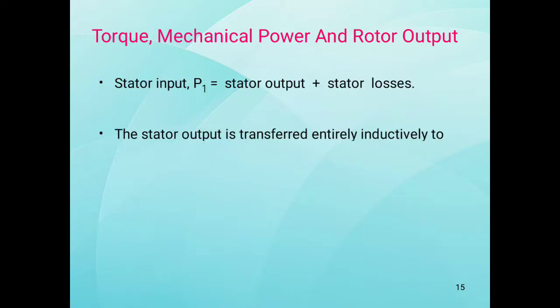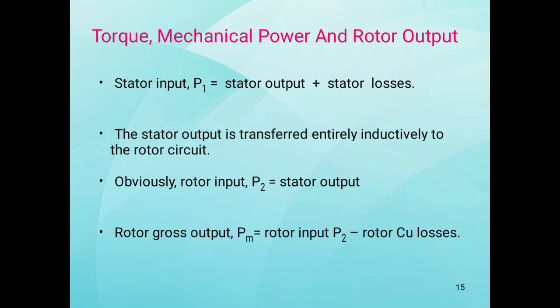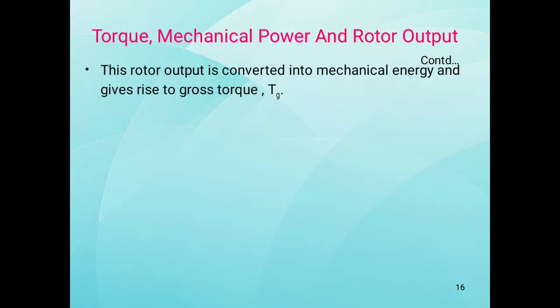Stator input P1 is equal to stator output plus stator losses. The stator output is transferred entirely by induction to the rotor circuit. Obviously, rotor input P2 is equal to stator output. Rotor gross output Pm is equal to rotor input minus rotor copper losses. Here, this rotor output is converted into mechanical energy and gives rise to the gross torque Tg.